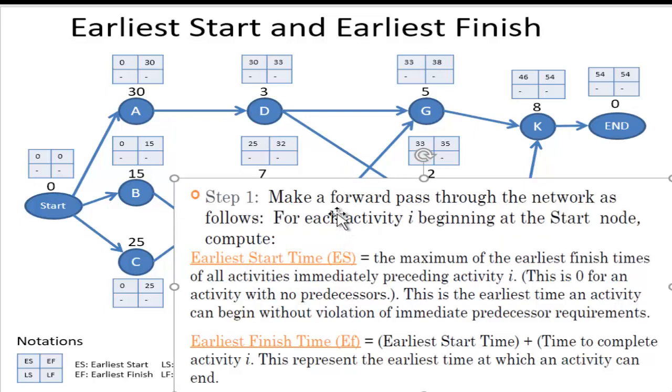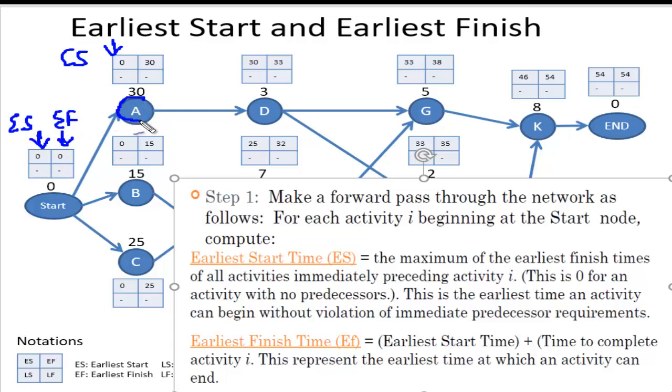So step 1 is make a forward pass for the network as follows. For each activity I, for example, I'm talking of A right now, the activity I begins at the start node. Then you need to compute what? Earliest start time. So how do we calculate the earliest start time, okay? This first box is going to be the earliest start time, that is, when technically the activity I will start. For the first activity, the start, this is going to be 0. Its earliest finish time is also 0. So earliest start time is 0 and earliest finish time is 0 for this one.